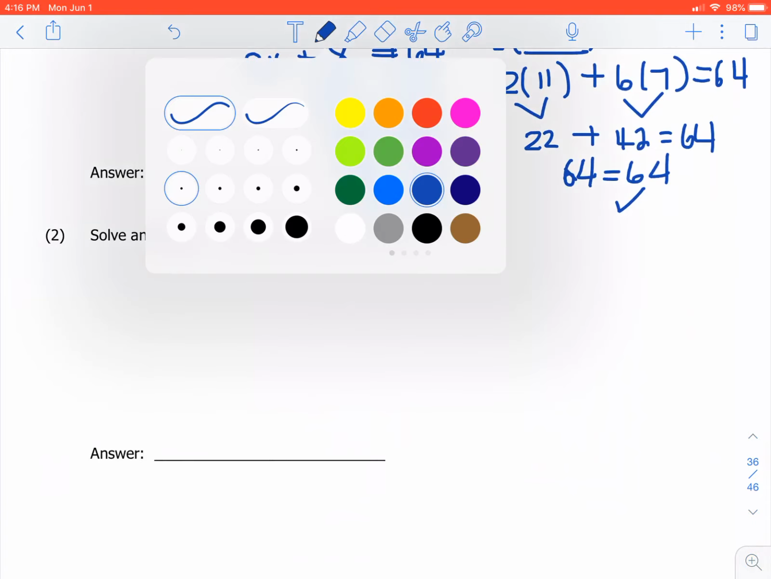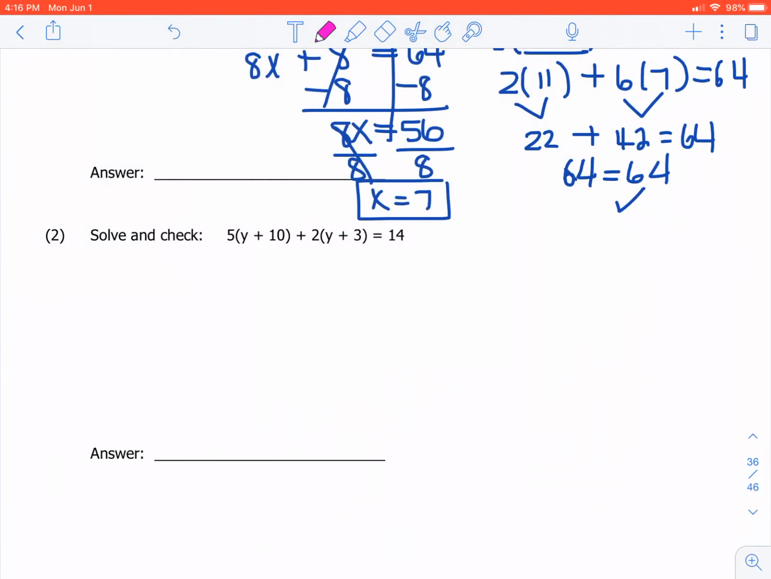All right, let's try the next example. This time we do see parentheses again, so we're going to distribute. We have to do this twice. So the first one we see is the 5. So 5 is outside of the parentheses, so when you distribute, you get 5y plus 50. Now you also have this positive 2 that we're going to distribute, so that would be plus 2y plus 6, which is equal to 14.